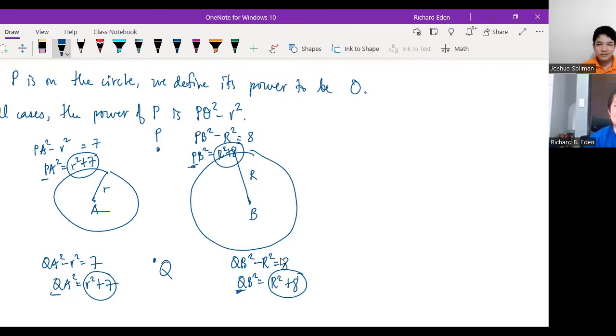All right. What I want to look at, however, is the situation like this. Two circles which are intersecting. Okay.